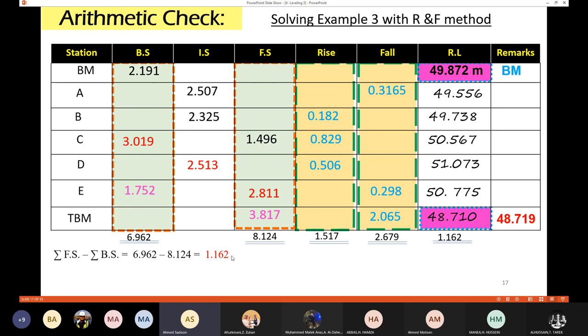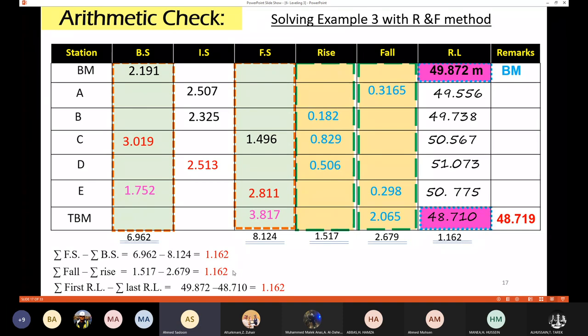Then the summation of the foreside minus the summation of the backside came out to be 1.162. Then the summation of the fall minus the summation of the rise should be the same as this value. And finally, the difference between the first reduced level and the last reduced level should be the same as this and the same as that. By doing this, you will make sure that your calculation is correct.